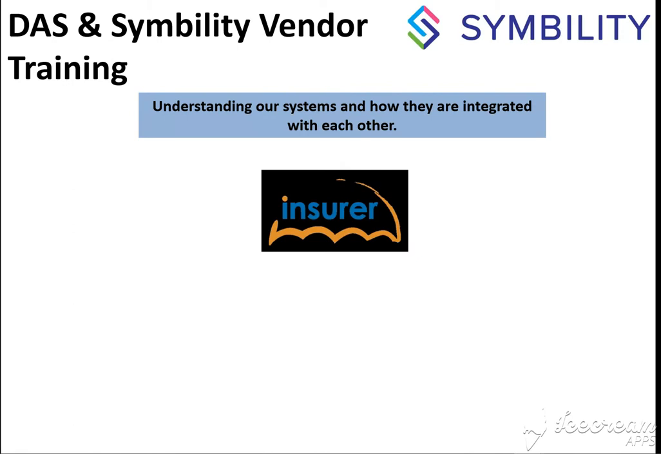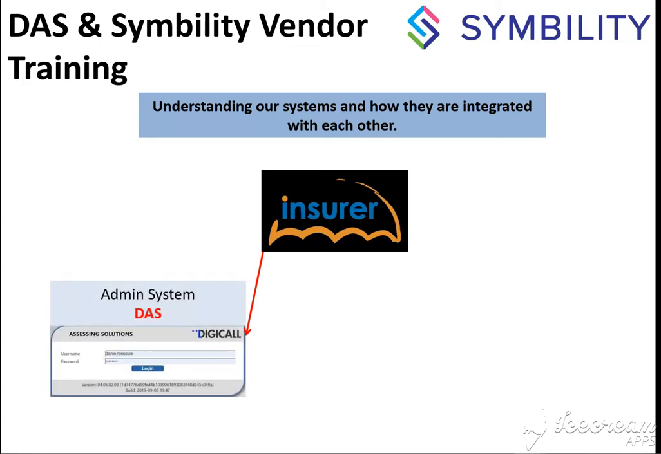The insurer will appoint us on a claim, assigning a claim to be assessed or repaired for a client. The insurer will allocate the claim to DigiCall via the DAS system. This can be done by email, API, accessing the DAS system directly from the insurance company, or it can be allocated from Foggy when it's a plumbing resultant damage claim.